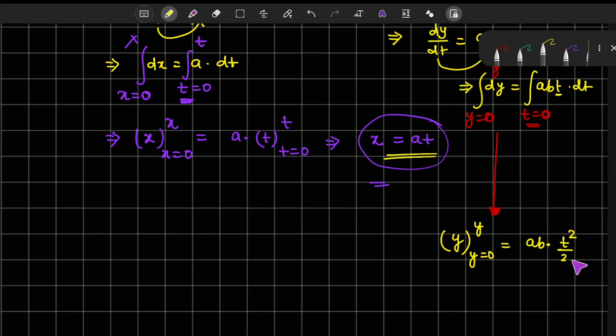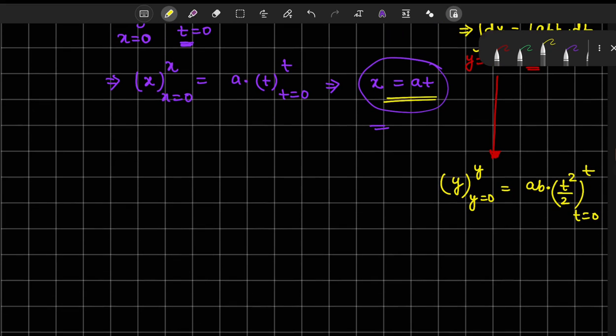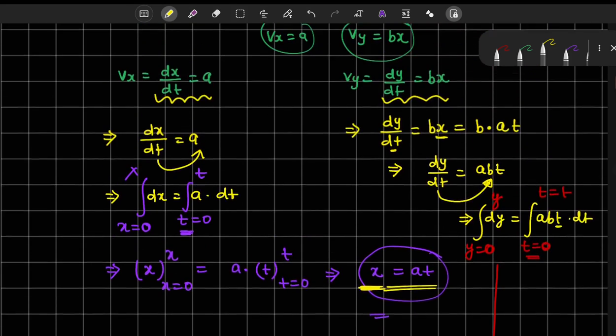So we can write t square by 2 from t is equal to 0 to t. So from here we will get y is equal to ab times t square by 2. So this is the function of y in terms of t we have got, and we also got the x as a function of time.